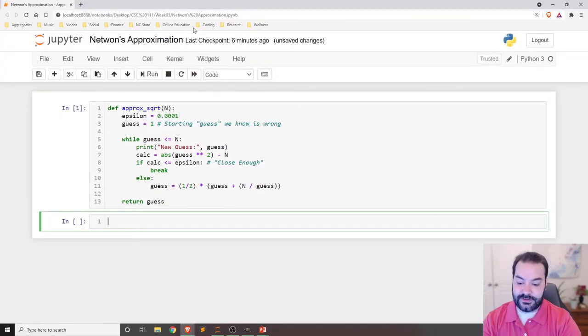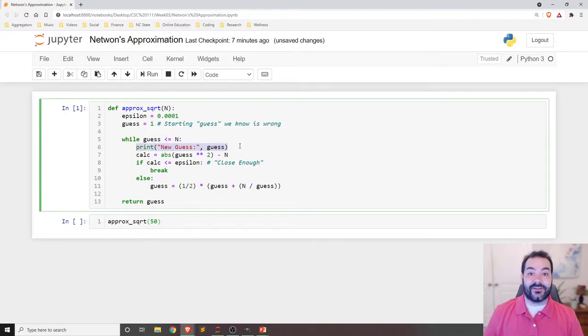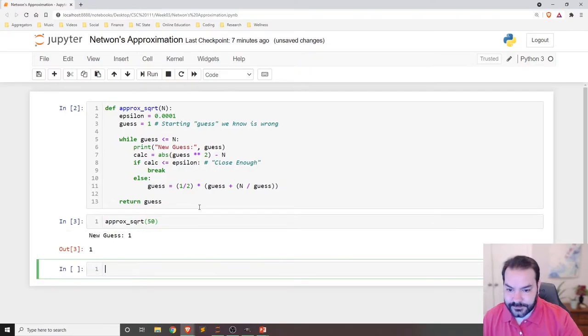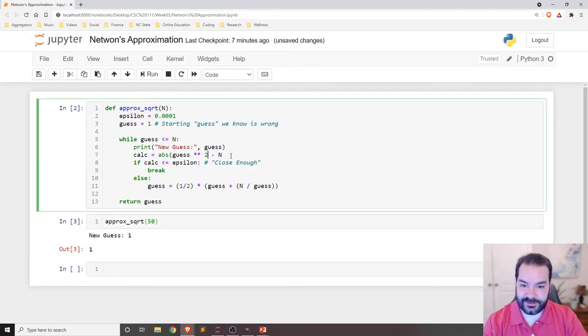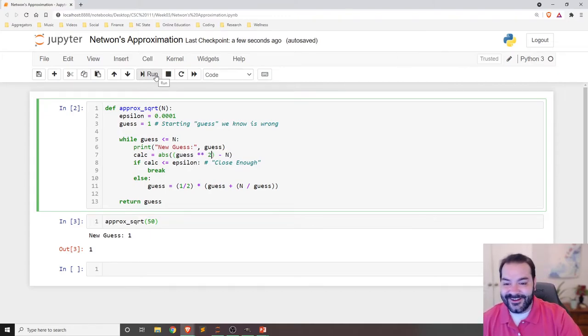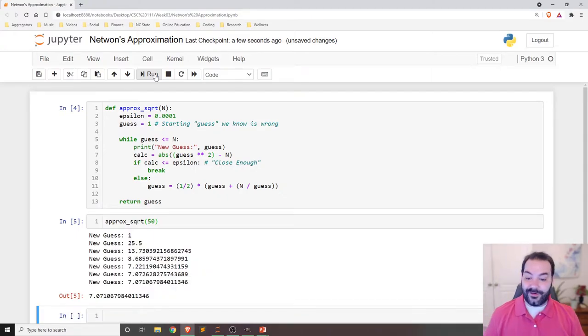So I take that approximation, and let's say for our sake, I want to approximate the square root of 50. Now you'll see I'm also going to include new guess, and this is going to keep an iterative process inside of our while loop, telling us what this guess is each time. So if we were to take this and run it, there we go. Now if we run it, let's modify that. There we are.